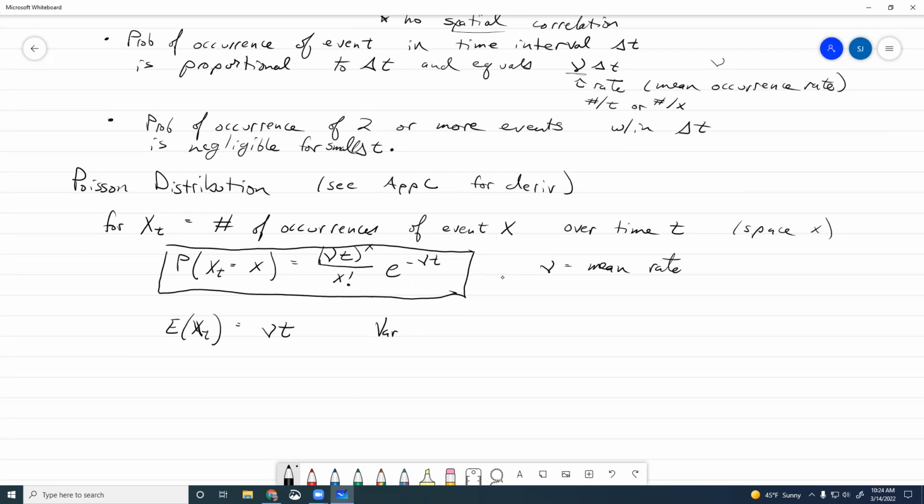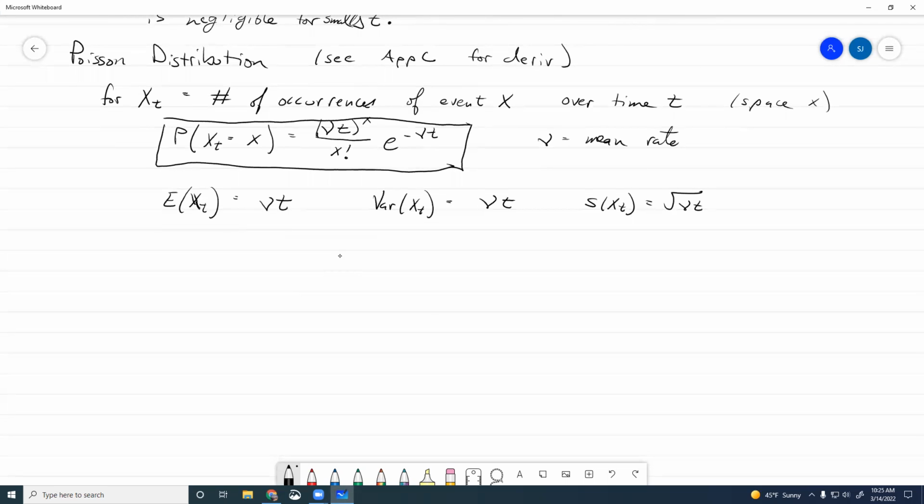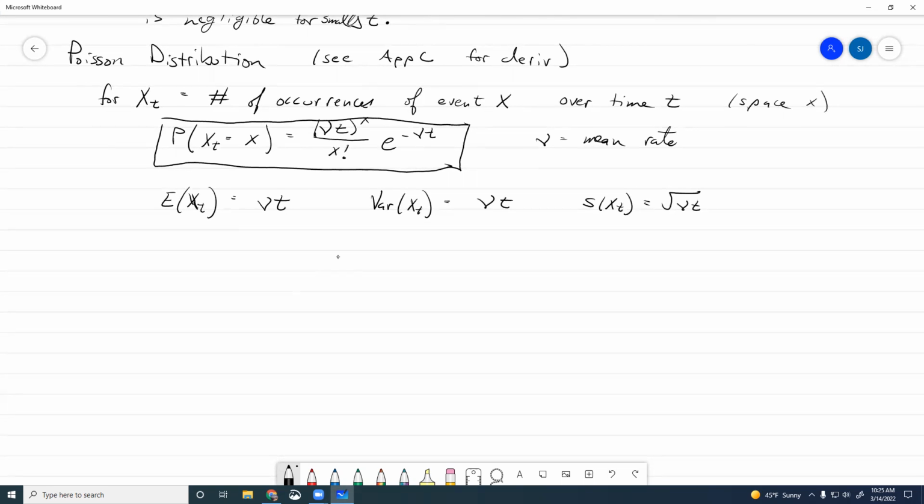So very, very simple there. And then the variance of x sub t is also nu t. And then of course the standard deviation is going to be the square root of that. So the variance increases with the time period that you're interested in. So that's the Poisson distribution, and it's very, very similar to the Bernoulli sequence and binomial distribution. So we'll just talk about it briefly.